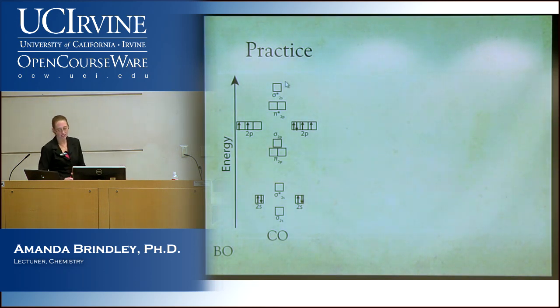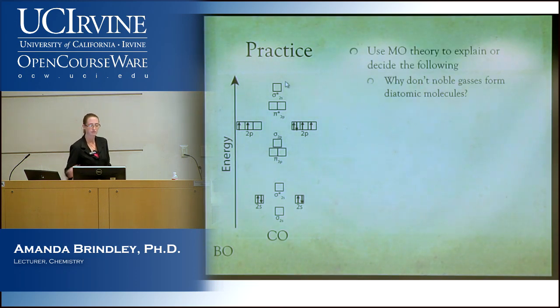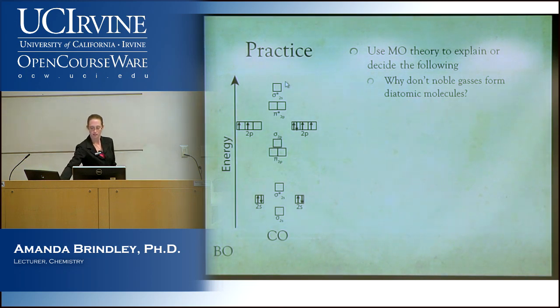Okay, so let's look at this. First of all, we're going to do some other things other than CO. Why don't noble gases form diatomic molecules? And use an MO diagram to prove it to me. This one doesn't actually have to do with CO. Look at your helium. Look at your neon. What is your bond order on all of those?